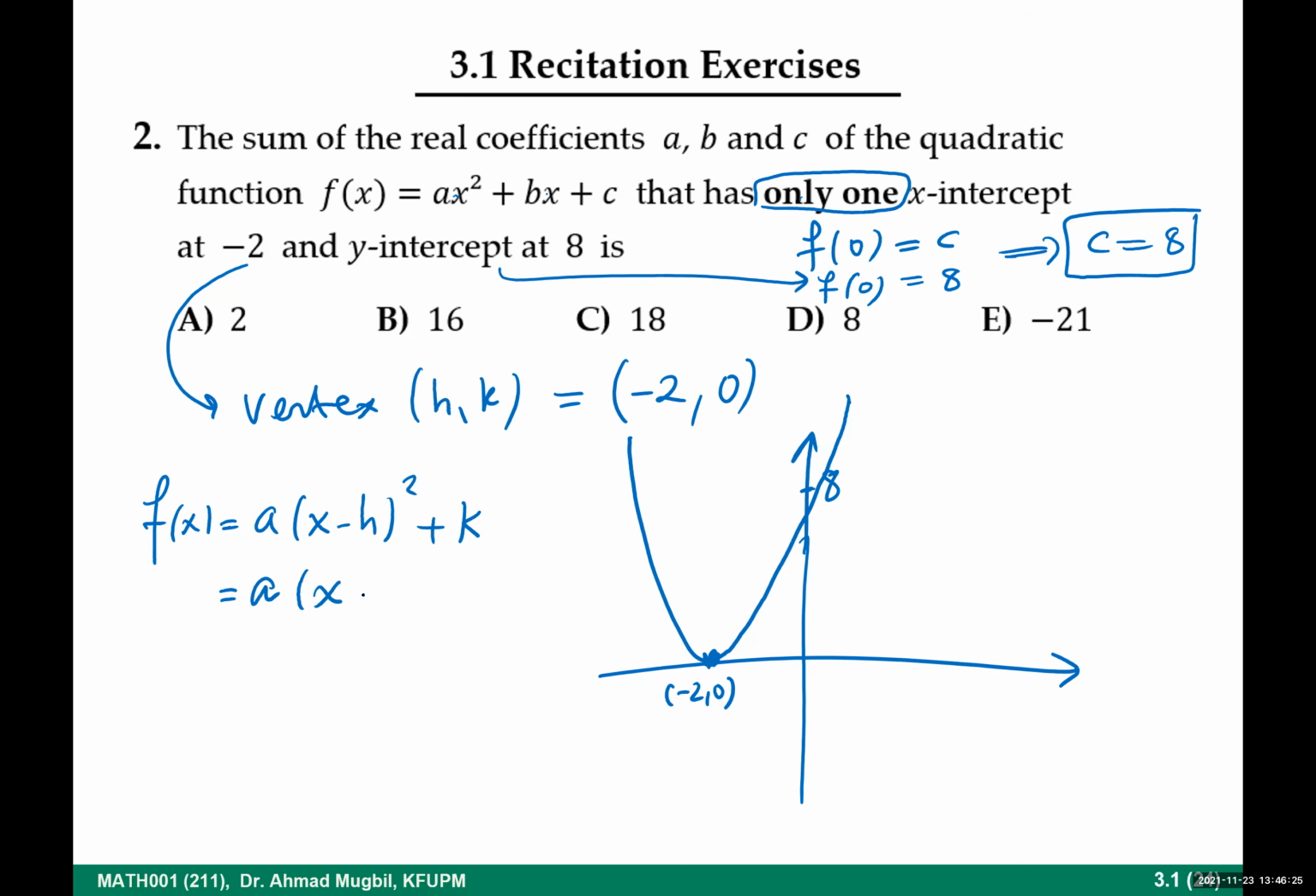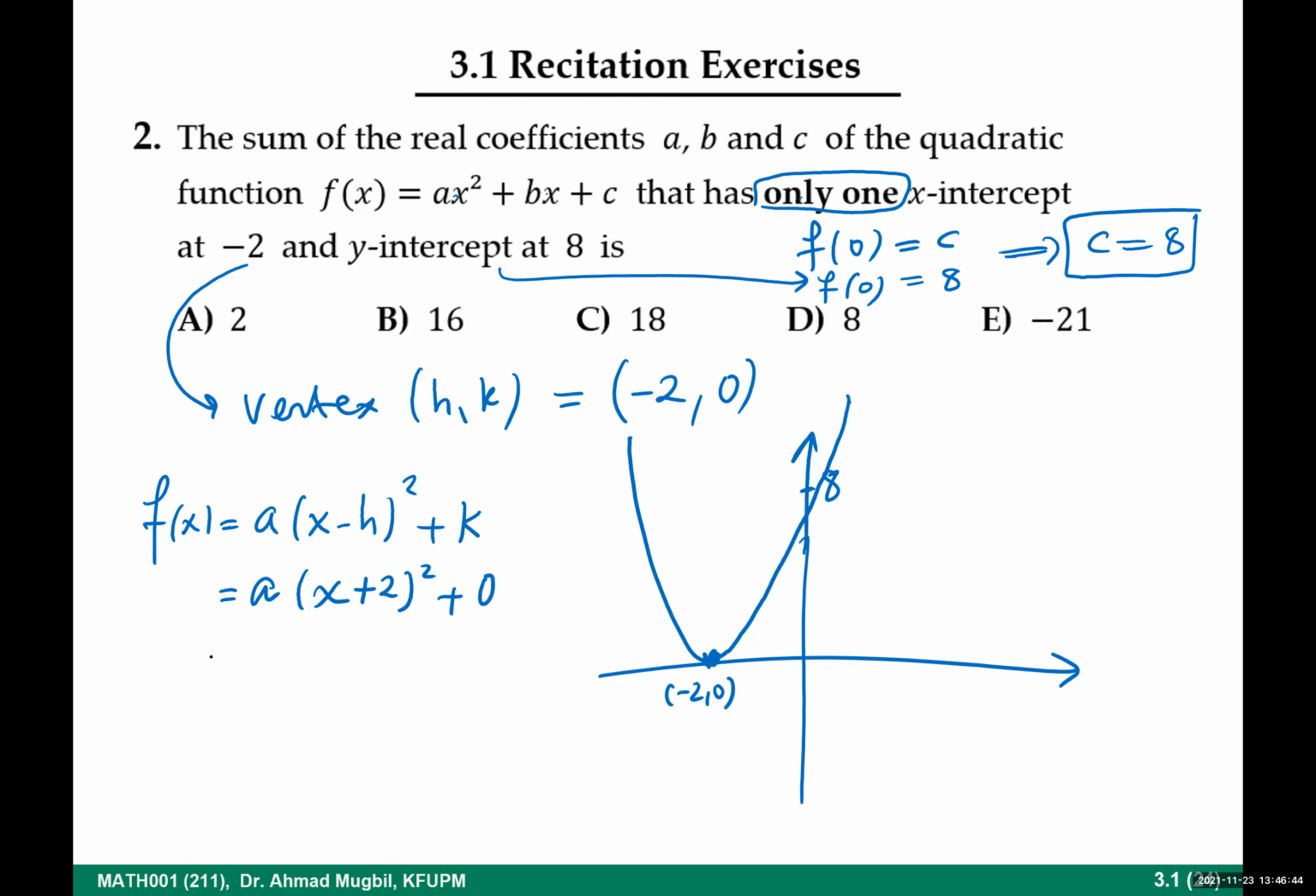X minus, what is H? H is -2, so it will be plus 2, all squared. Plus K, what is K? 0. K is 0, C is 8. Now, by the way, you don't even need to find C. We will see that C will come by default at the end.